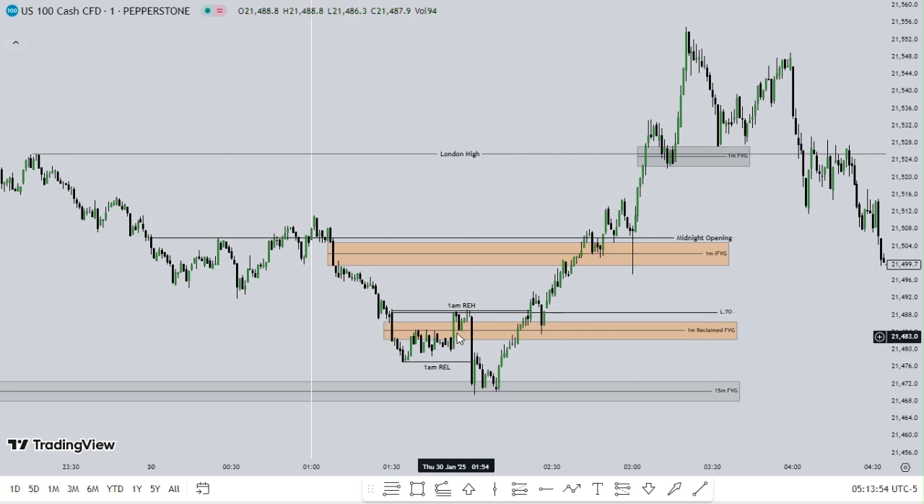So in this case, the price went to this 15 minutes fair value gap, which I won't show because I don't want to drag this video. But basically, we have this true open here. The simple rule about the true open is you buy below the true open.